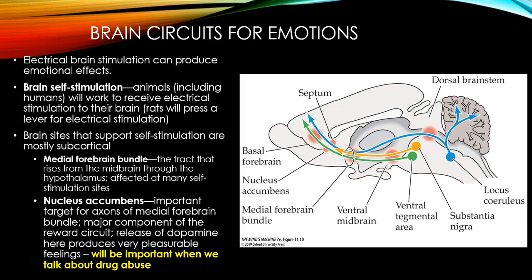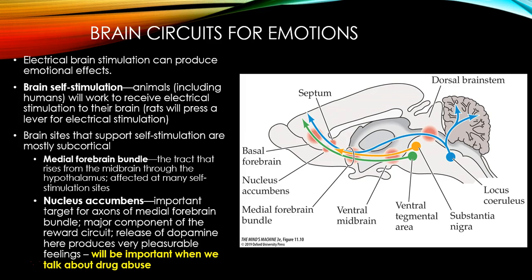Brain circuits for emotions. We know that if you electronically stimulate, put an electrode in different parts of the brain, we can produce emotional effects. And we'll talk about this particularly when we talk about drug use, but brain self-stimulation, so with animals, you can put an electrode in part of their brain, and every time they press a specific lever in their cage, they'll get an electrical stimulation in that particular brain area.